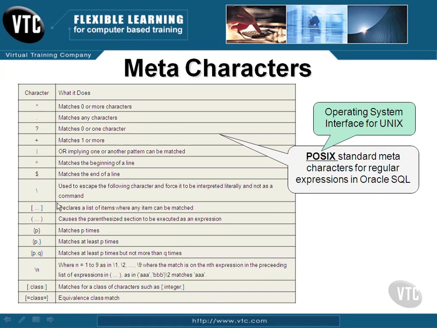This declares a list of items. This is a parenthesized section executed as an expression. We've seen this in SQL and examples prior. Basically, the thing inside the round brackets gets executed before the things outside the round brackets. This matches a certain number of times. This matches at least a certain number of times. This matches p times and no more than q, and so on. It gets very complicated. We don't really want to go into too much detail.